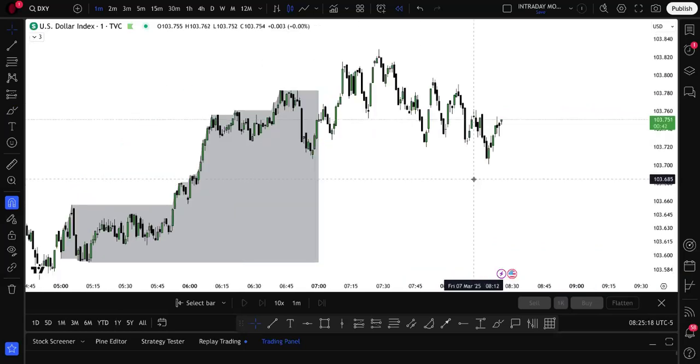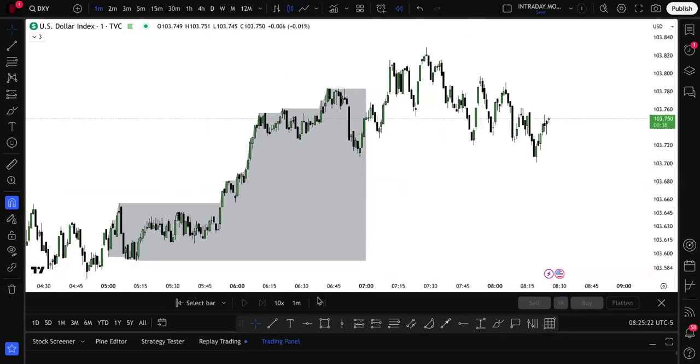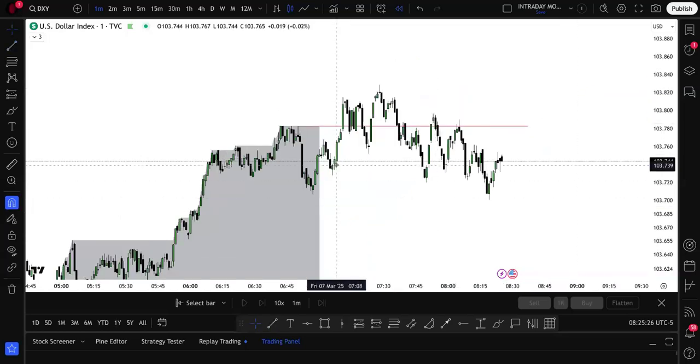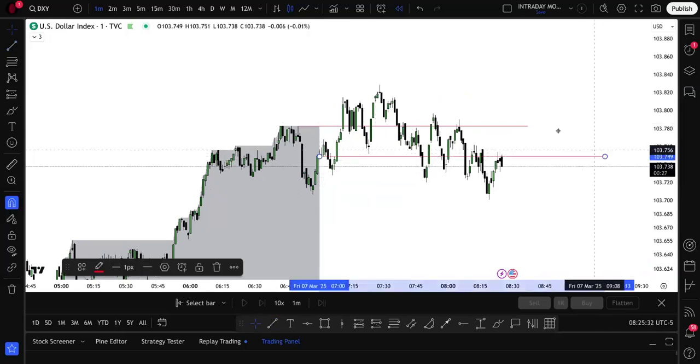Same thing can be applied to the dollar too. Let's take a look at the dollar real quick as well. Right, the dollar ran buy side. You can see that clearly. It's trading around the 7 a.m. level, just like UJ. Right, that's 7 a.m.